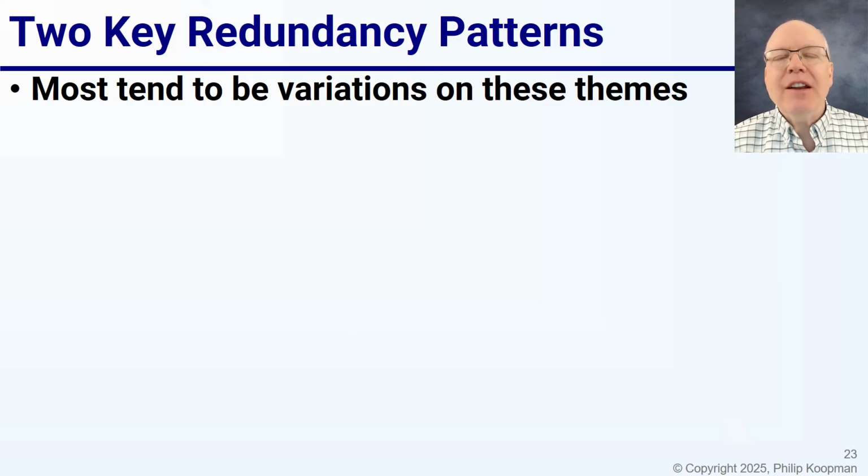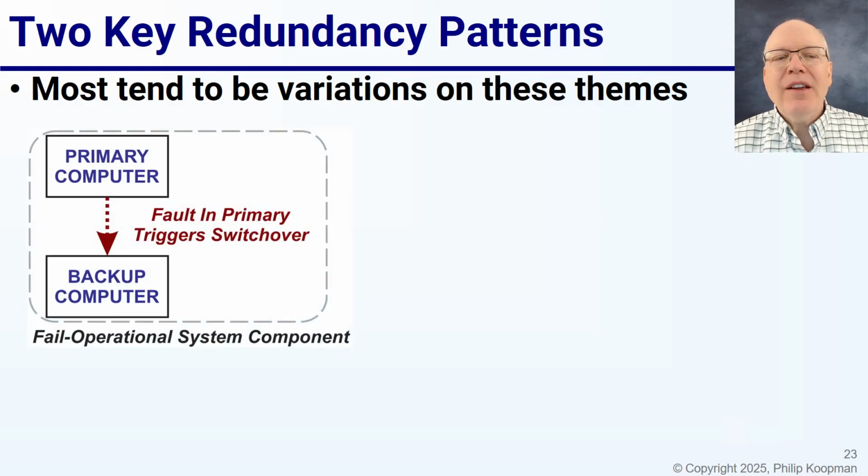There are two key redundancy patterns you see in numerous variations used all over the place, but it usually boils down to these two patterns. Everything's a variation on these themes. The first redundancy pattern is a failover. So there's a primary computer or primary sensor or primary whatever, but there's a primary computer, and when it fails, you trigger over to a backup computer.